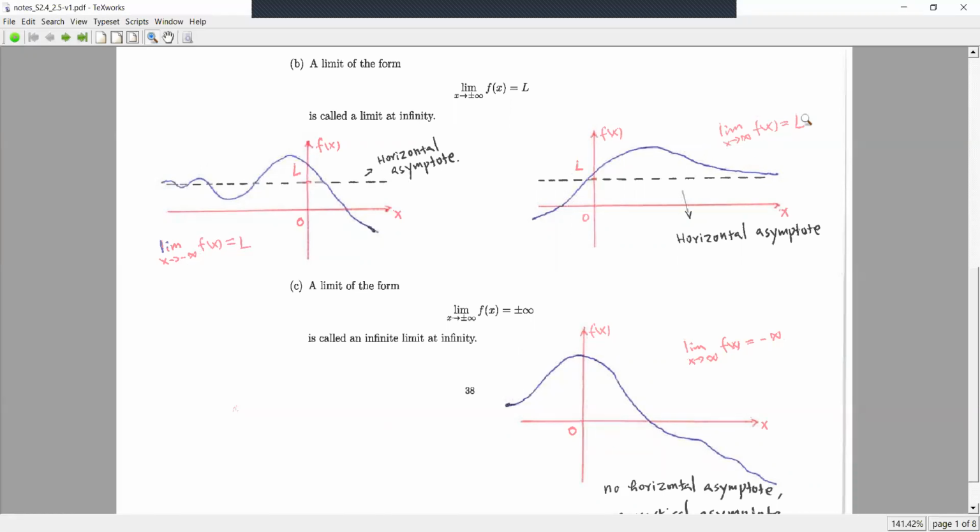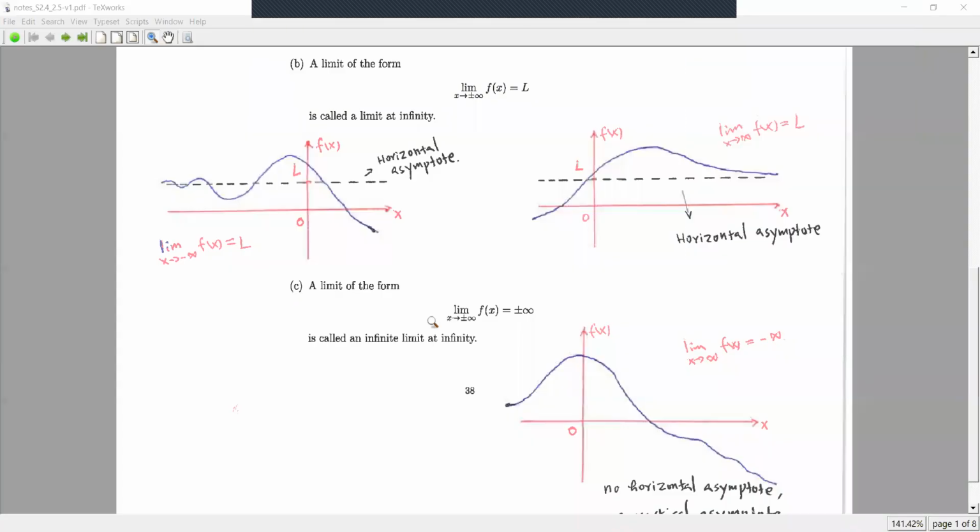Example 2, this is a limit at positive infinity. As x approaches positive infinity, the function approaches some finite number. The graph of the function is this blue curve. As x approaches positive infinity, the curve gets closer and closer to the number L. This horizontal line is a horizontal asymptote.